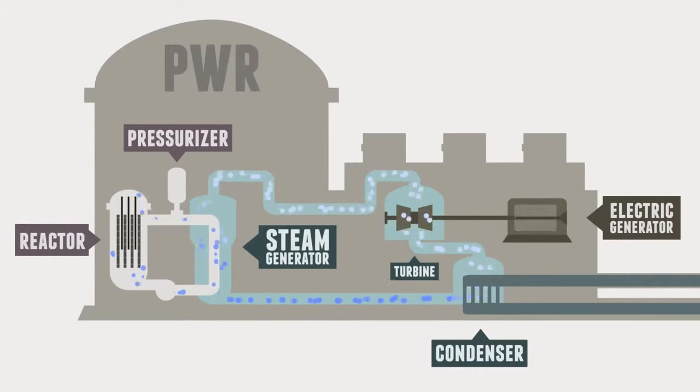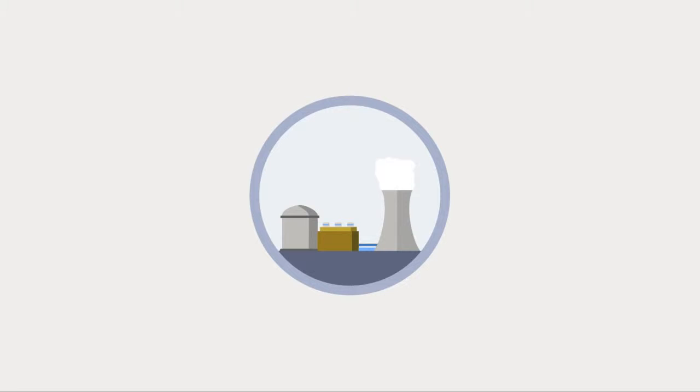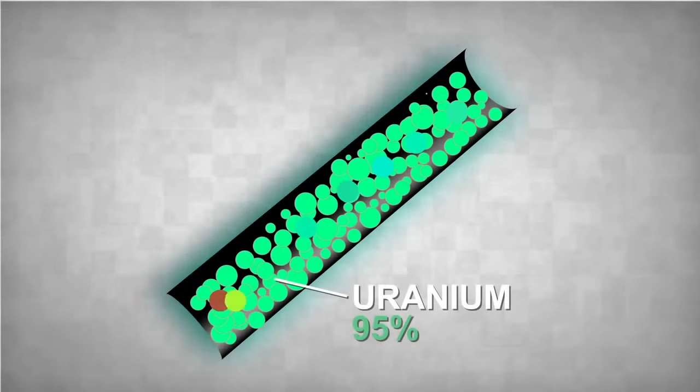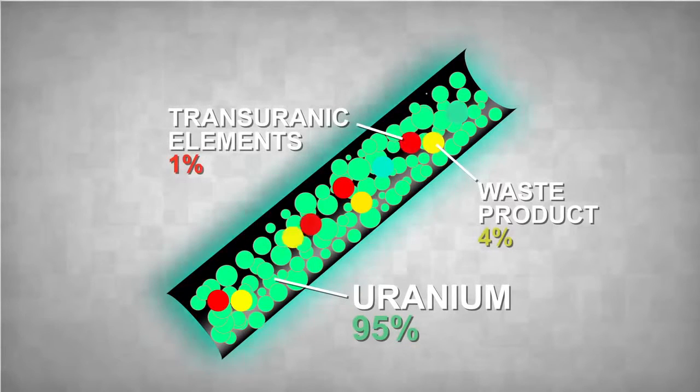The rods can create energy because it transforms the uranium into different elements. Fission products, or waste products, start to build up. After 4 years, they replace the rods. About 4% is fission products, atomic fragments, 95% is uranium, and 1% is transuranic elements. Transuranic elements are elements which have an atomic number higher than 92.